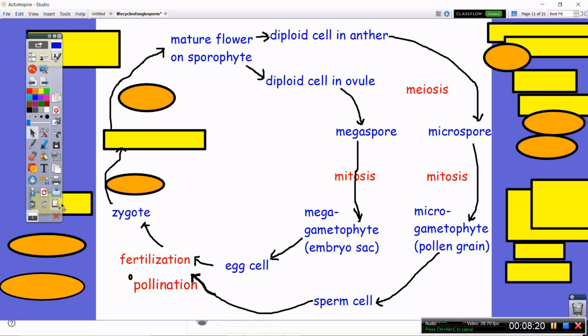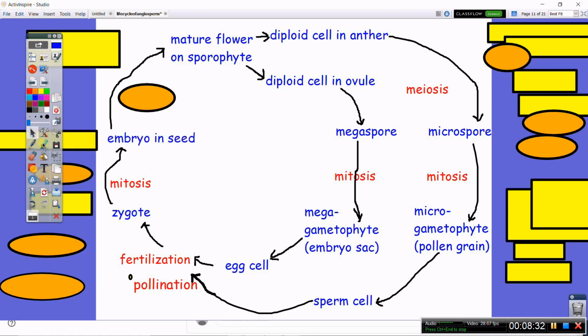All right. So once fertilization happens, we get our diploid zygote. So now we are back to a diploid something. And that zygote can develop by mitosis into an embryo, which is contained within a seed. And then by mitosis, that little embryo can develop into an entirely new sporophyte, a new angiosperm.